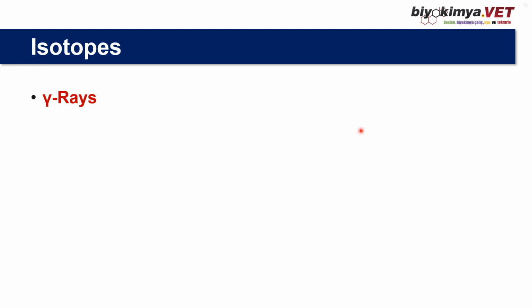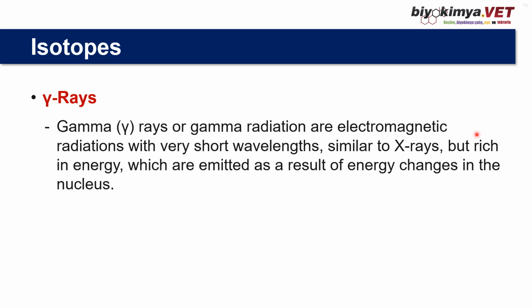And the last one is gamma rays. Gamma rays, or gamma radiation, are electromagnetic radiations with very short wavelengths, similar to X-rays but rich in energy, which are emitted as a result of energy changes in the nucleus. A gamma ray is a penetrating electromagnetic radiation resulting from the radioactive decay of atomic nuclei. It consists of photons in the highest observed photon energy range. Cosmic rays, nuclear fusion, and nuclear experiments are sources of gamma rays.